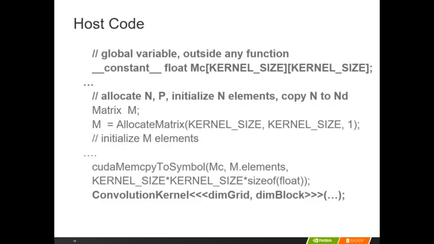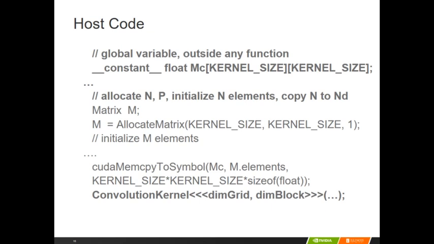So back to the convolution code, we can declare the mask array as a two-dimensional constant memory array by declaring it with the keyword __constant__. And we mark the M array as MC to remind ourselves that this is a constant memory array. And it's a statically declared array, so we can use a two-dimensional notation and declare it as kernel size by kernel size.